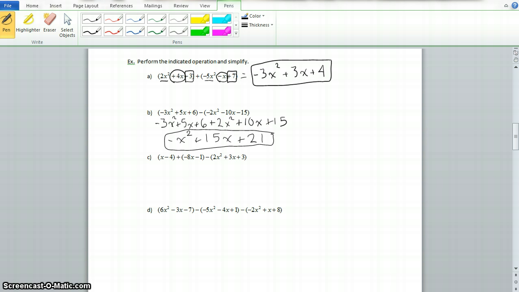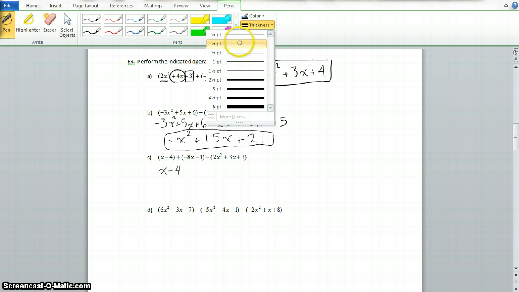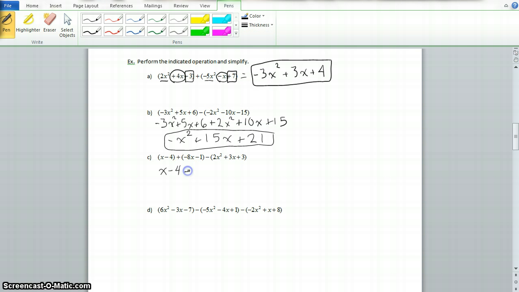Alright, watch part C. We're actually adding the first two and subtracting the last one. So I am going to rewrite this. I'll write it right underneath. x minus 4 plus a negative 8x. I could have said subtract. Let me erase that. If we're adding a negative, that's like subtracting. So instead of plus a negative, I'm going to say minus 8x. And if I'm adding a negative 1, it's minus 1.